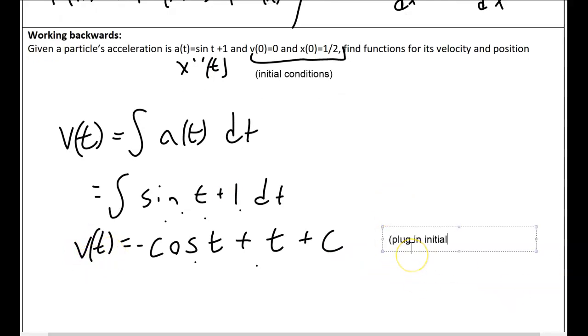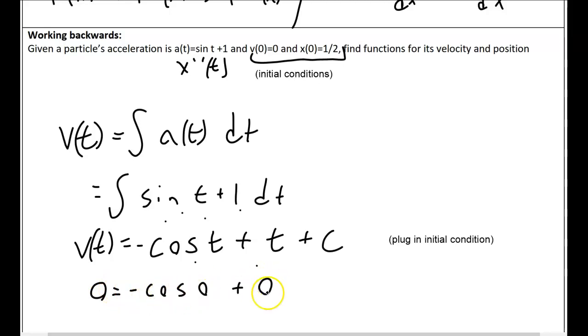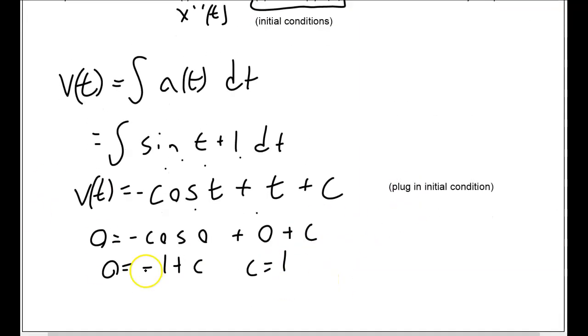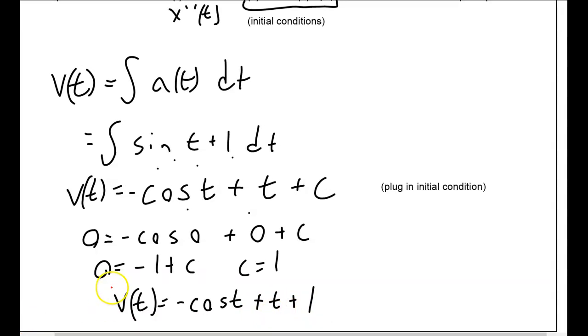Okay? Now, this is v of t. I'm going to plug in my initial condition to solve for c. So I'm going to say 0 equals negative cosine of 0 plus 0 plus c. And cosine of 0 is 1, so this becomes negative 1 plus c is equal to 0, and c equals 1. So that means my function v of t is equal to negative cosine of t plus t plus 1, where 1 is my c value. So that's my first solution here for v, but we're not done, right?